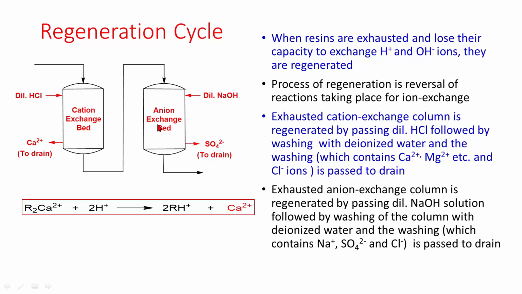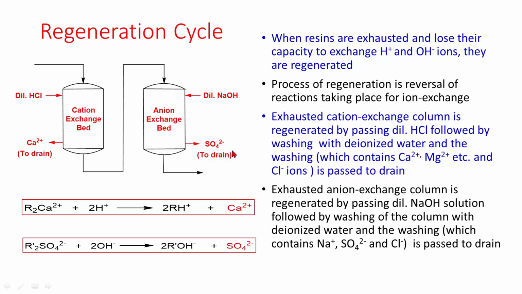Exhausted anion exchange column is regenerated by passing dilute sodium hydroxide solution followed by a washing with deionized water, and the washings contain sodium ions, sulfate ions, and chloride ions that pass to the drain. Here, with OH ions, sulfate ions go to the drain. Regenerated resins are then reused again.